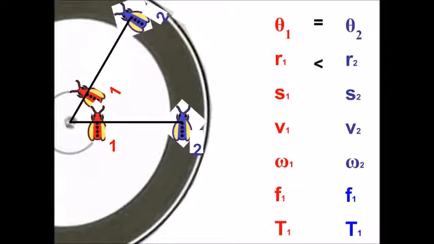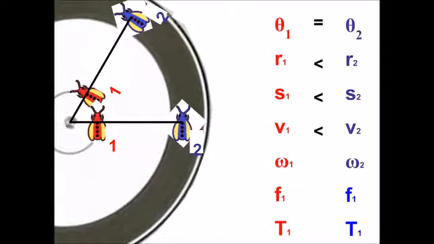What about the radius? I hope you agree that the radius to the center of rotation for Bug 1 is less than the radius for Bug 2. What about their arc distance? Well, Bug 2 traveled a greater linear distance, S for arc distance, and that means that they did it in the same time. Bug 2 is traveling with a bigger linear velocity.